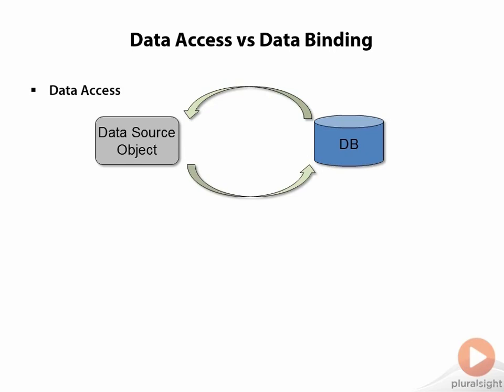That persistent store could be a relational database, it could be flat files, or it could even be a service that you're making web service calls out to. But conceptually, you're reading data in from a persistent store and writing it out and putting it into objects in memory. Data binding, on the other hand, sits upstream of data access.